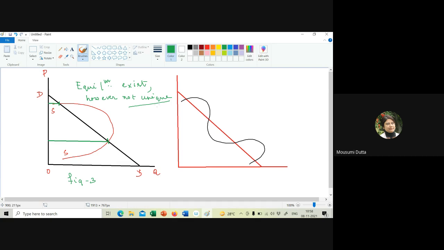So anyone has any question regarding this? Ma'am, can you explain this one, that how equilibrium exists when it is not unique? I can get that.